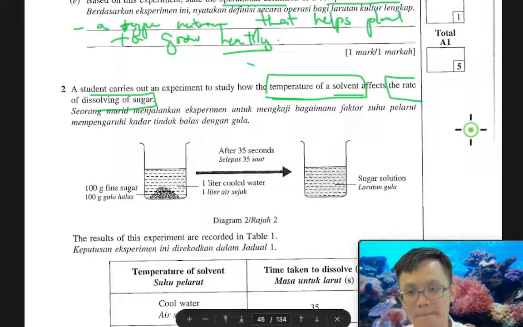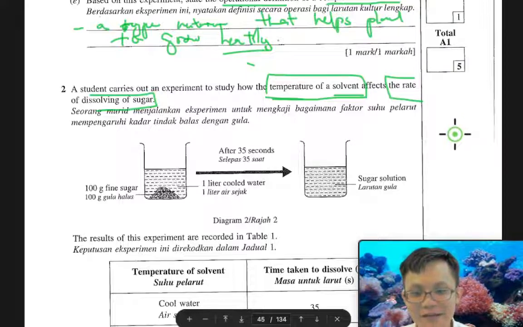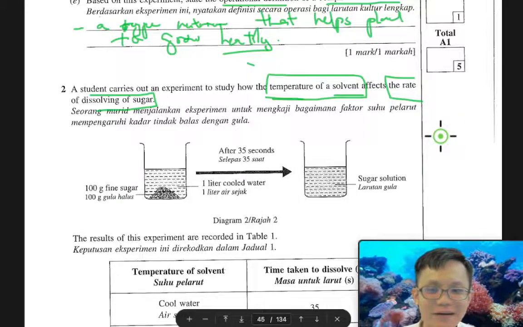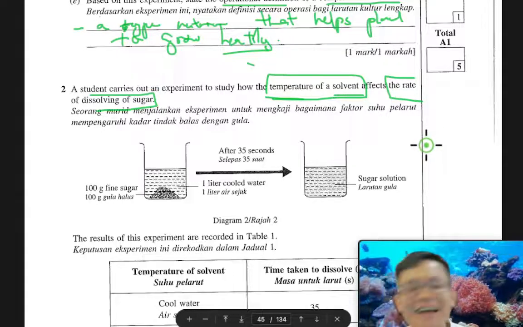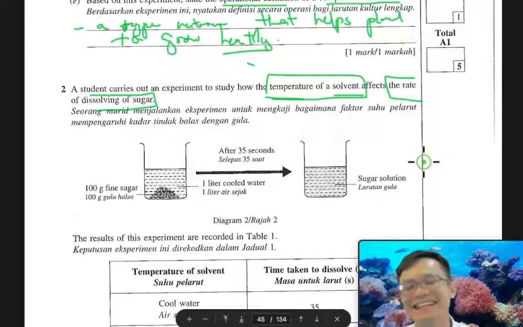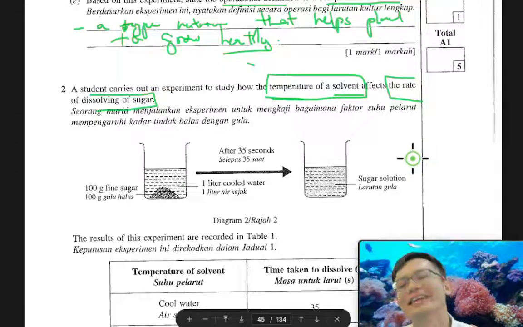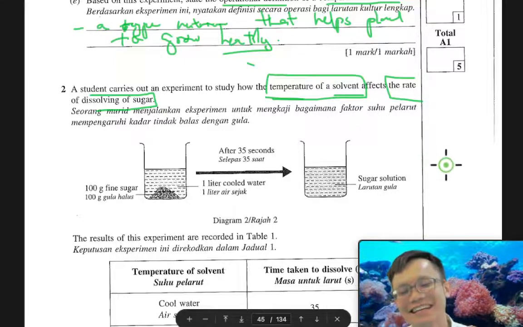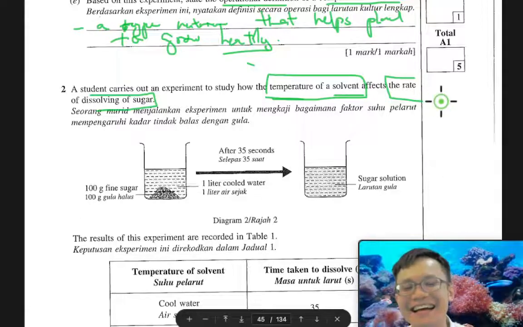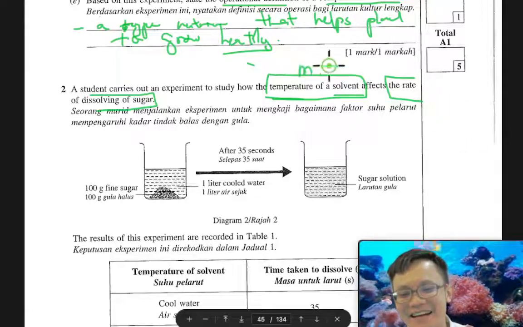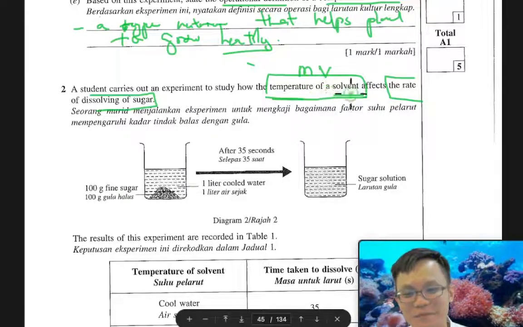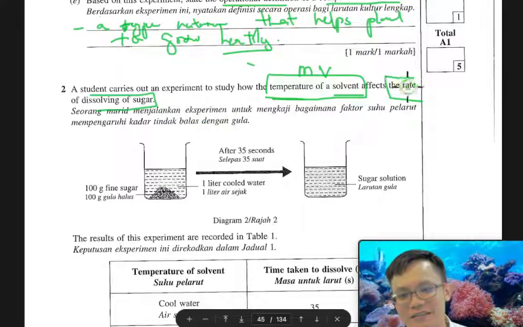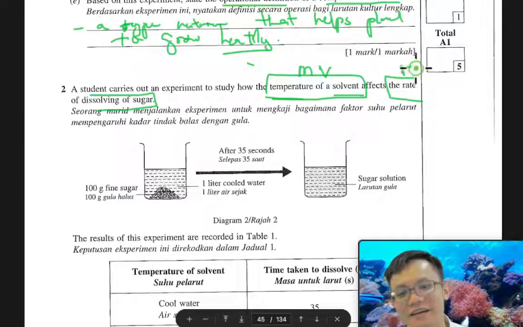What's the variable? Independent and dependent variable, bro. I don't use that. I use manipulated and responding. Oh yeah, sorry. Manipulated variable and responding variable. Manipulated variable is the temperature of a solvent. Responding variable is the rate of dissolving of sugar.